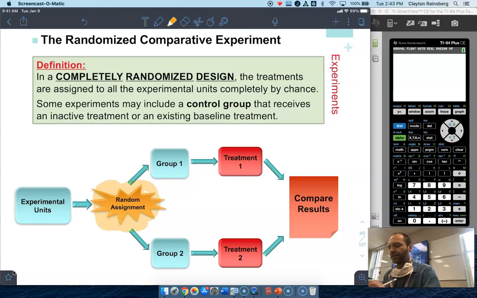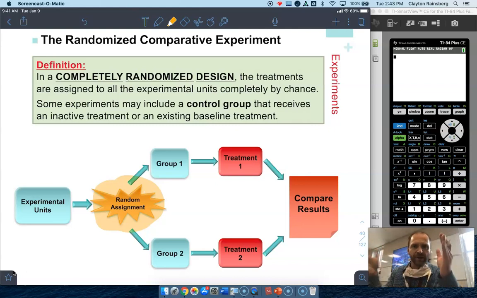You are doing some random assignment. You're putting identical slips of paper in a hat. You're using a table D. You're generating a random integer on your calculator. And that is how you are separating the groups and imposing the treatments on them. That's a completely randomized design.